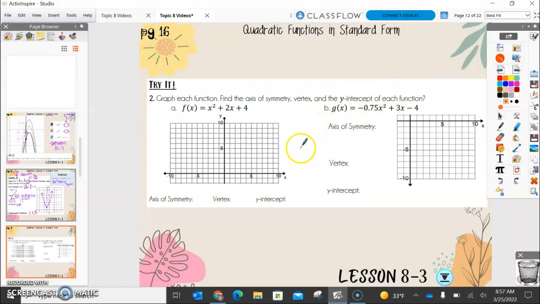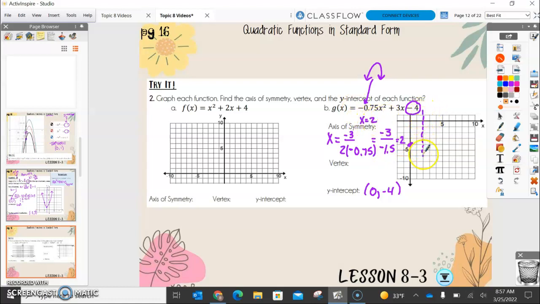You could try another one much like it. Again, for example, on B here, we know this is going to be a negative, sad parabola. We know our y-intercept is -4. And I would be able to find my axis of symmetry by doing x equals the opposite of my b, which is -3, divided by 2 times, remember, this a is negative, so we want to put that -0.75. This would be -3 over -1.5, and that would give me a 2. So my axis of symmetry is at 2.